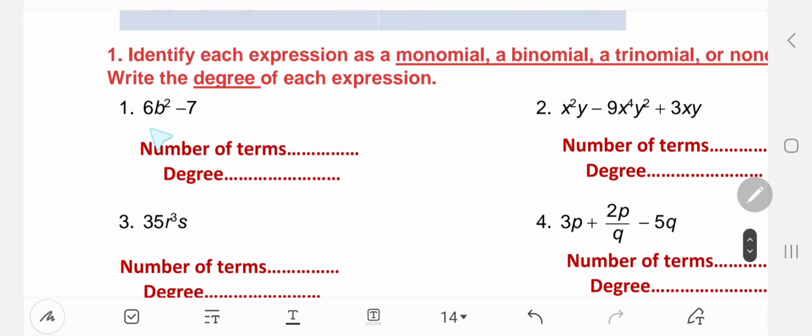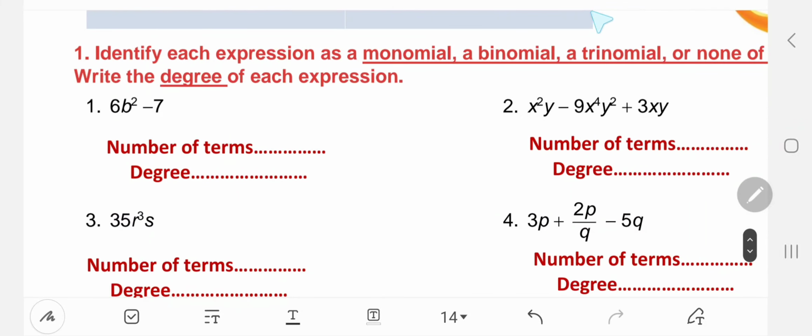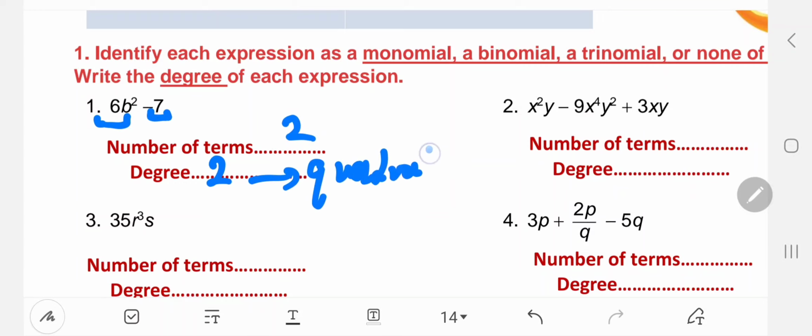Step by step, how many terms? This is the first term, this is the first term, and this is the second term. So we have two terms. The degree, what is the highest power? The highest power is 2. So we call it quadratic. 1 is linear, 2 is quadratic, 3 is cubic. Number of terms, how many? 1, 2, 3, so 3 terms.